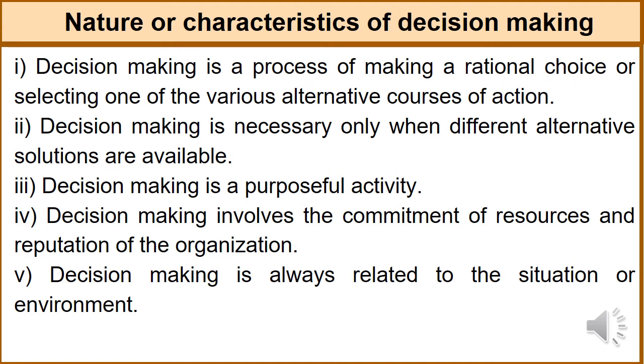Decision making is a process of making a rational choice or selecting one of the various alternative courses of action. Before you took admission to BBA, you had two decisions in mind, one BCom and another BBA. Whether I have to join BCom or BBA, so there is a confusion. Once you take admission to BBA, you cannot take admission in BCom. It means the BCom option is closed. This is what a rational choice is, selecting one of the various alternative courses of action.